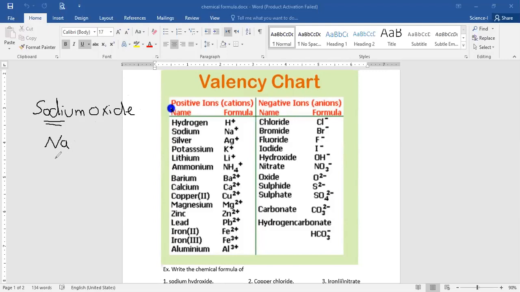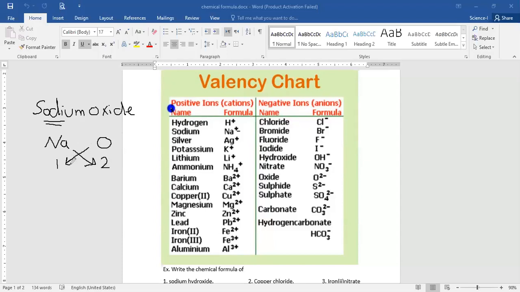Then we write the valence of sodium under it. The sodium, Na: how much charge does it carry? One. So I'm going to write one here. Then oxide, that means oxygen. What is the symbol of oxygen? Just O here. So sodium oxide is Na and O. What is the valence of O? How much charge does it carry? 2. So like this.